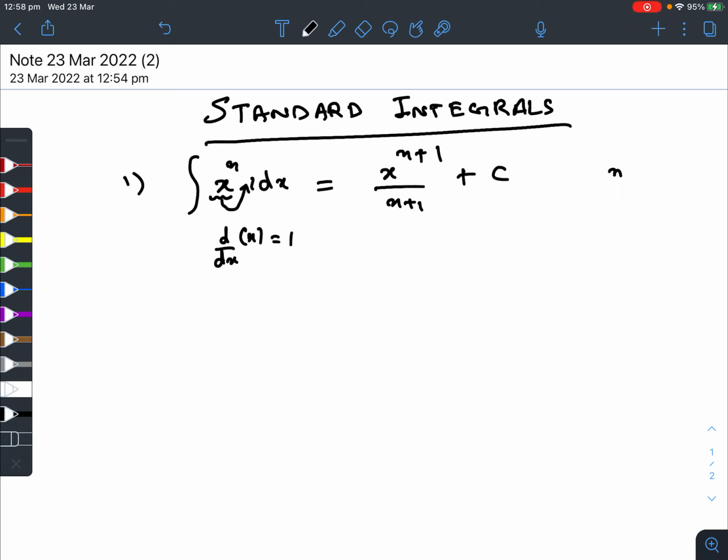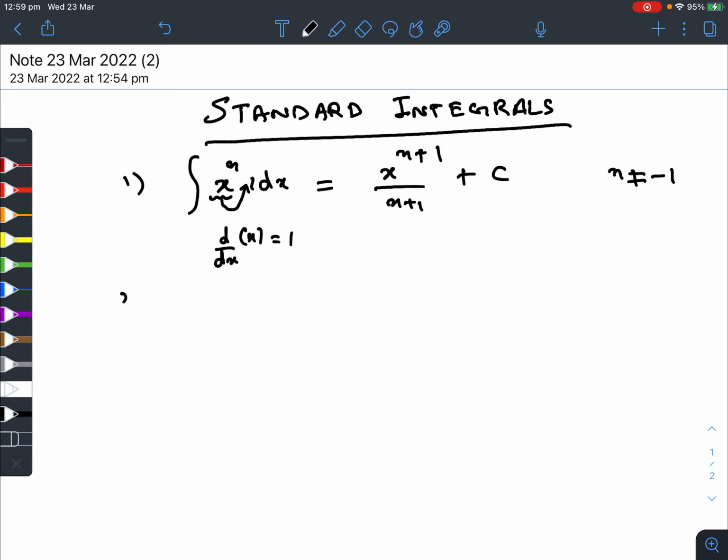And this formulation should be valid for all n except when n is equal to minus 1. We will have a look at the case when n is equal to minus 1 later on. For the time being, we are just focusing on this integral, x to the power n dx, and the integral is going to be x to the power n plus 1 over n plus 1.